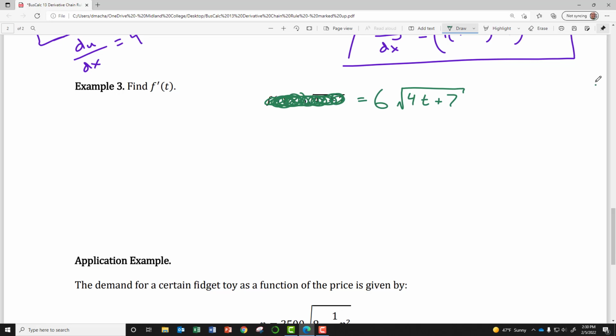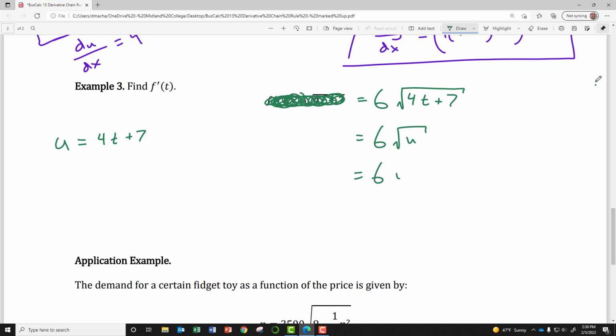Let's come up with a kind of intermediate function here where we're going to call it u again. So we're going to let u equal 4t plus 7 because that's underneath the square root. And I know how to take the derivative of square root t. And if you don't remember, go back to my video about the power rule for how to take the derivative of square root t. But I don't know how to take the derivative of square root 4t plus 7. So let me just simplify 4t plus 7 into one variable, which I'll call u. This becomes 6 times square root u.